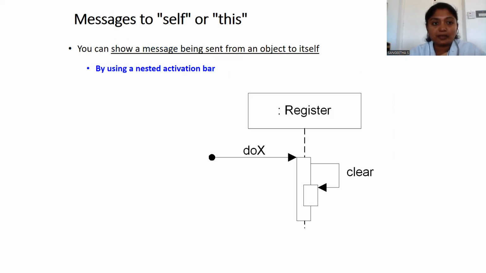The next one is messages to self or this. A message to self is nothing but one object sending a message to itself. That is called a self message or this message. In this diagram, we can get the concept clearly. Here, the register is sending a clear message to itself.